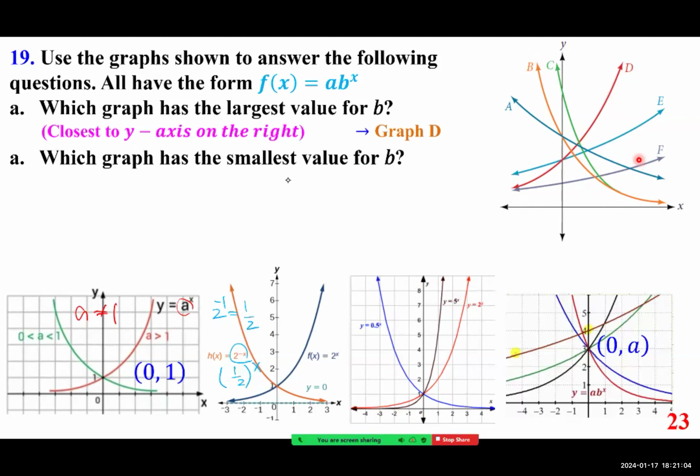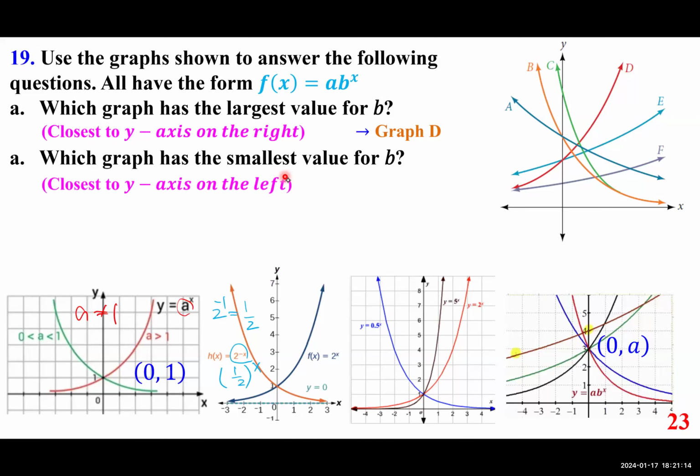Now, which one has the smallest value for b? Now, the closest to the y-axis on the left. So on the left, we have this one and this one and this one. And so this is the closest to the y-axis. So graph C.